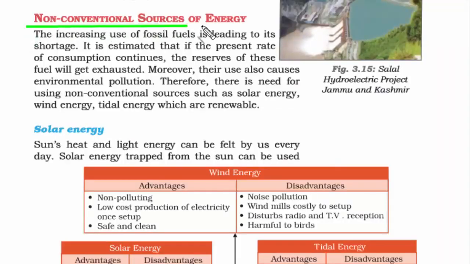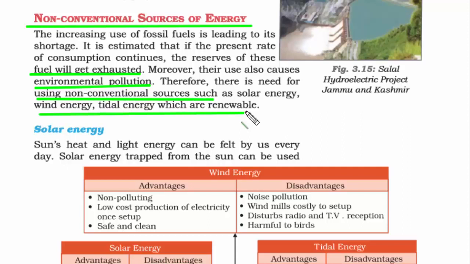Moving on to the non-conventional sources of energy. They are also called unusual sources of energy. We know that fuel reserves are getting exhausted and fossil fuels also cause environmental pollution. Therefore, we need to move towards using non-conventional sources of energy such as solar energy, wind energy, tidal energy, which are renewable. So one such non-conventional source of energy is solar energy.